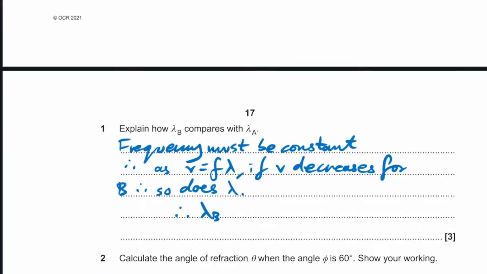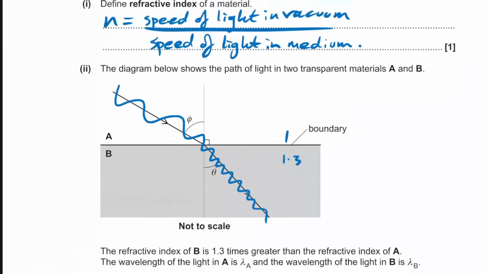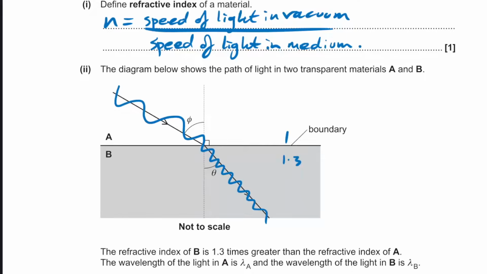Therefore, lambda B is less than lambda A. Easy. Calculate the angle of refraction when the angle phi is 60 degrees. Okay, so this is 60 degrees. So let's go with Snell's law just as it is, as per usual.